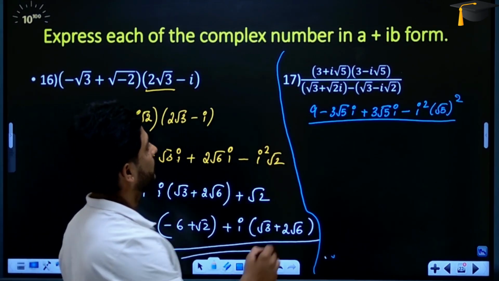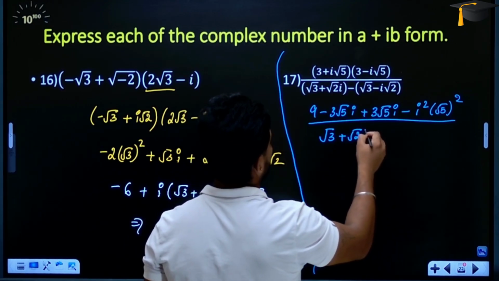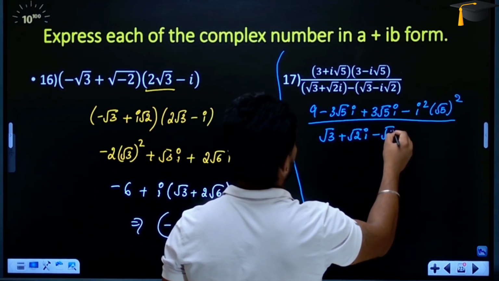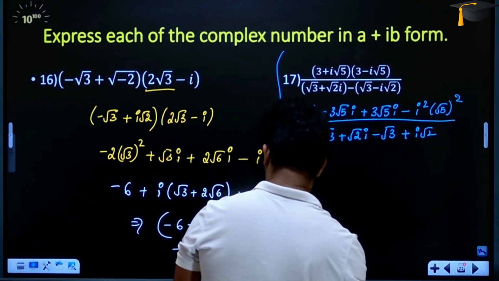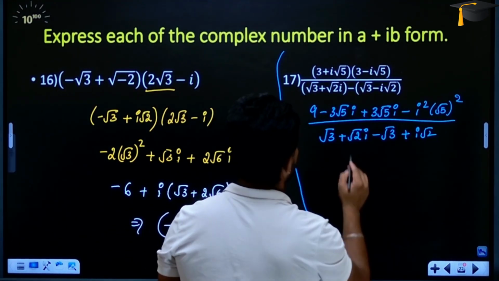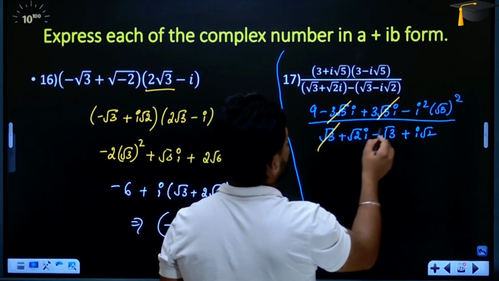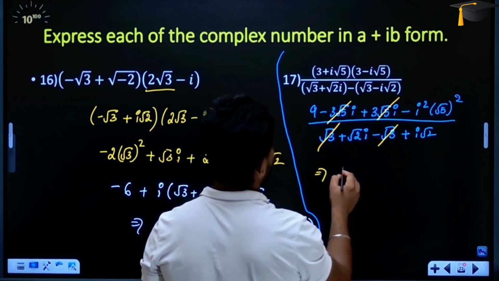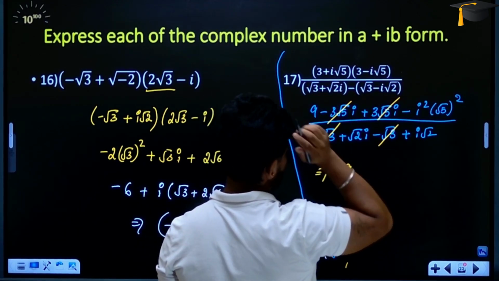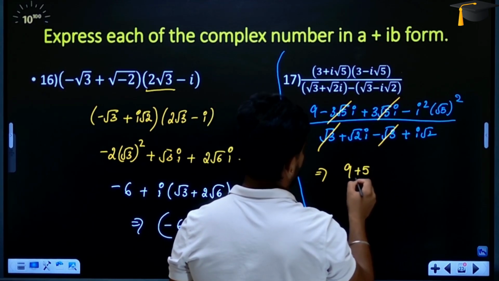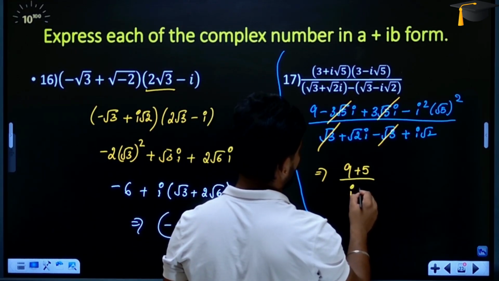Okay, now here I write root 3 plus root 2 i. Here, minus root 3 plus i root 2, okay. I root 2. Okay, now if you observe, this 3 root 5 cancels, plus minus cancel. Here root 3 cancels. So what happens is 9, root 5 the whole square is 5, minus 1 plus 1, 9 plus 5, 9 plus 5 divided by i root 2.